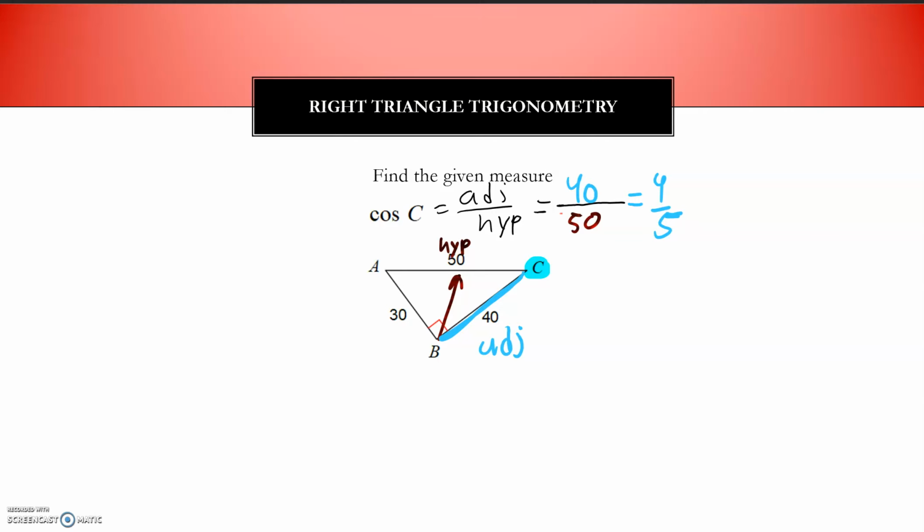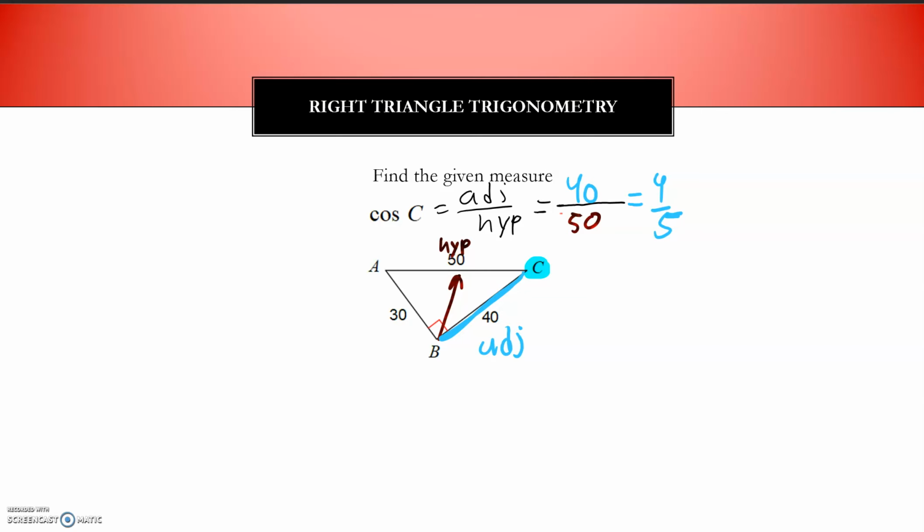We know that cosine is adjacent over hypotenuse. The hypotenuse is 50, right across from the right angle. The adjacent is the side that connects to C that is not the hypotenuse, which is BC, which is 40. The cosine is 4/5. Now you might be saying, well, I've seen 4/5 before in this video.